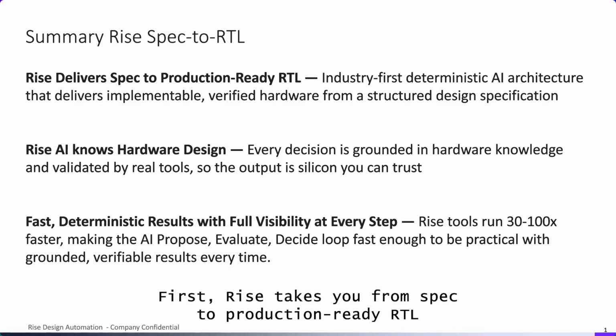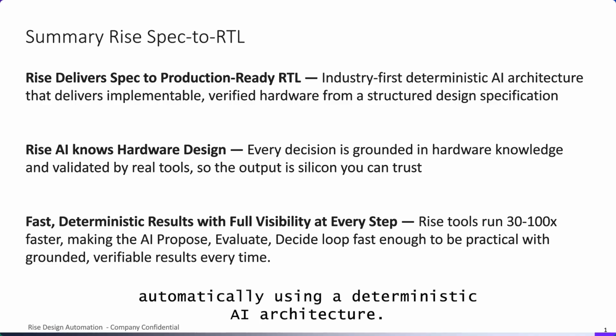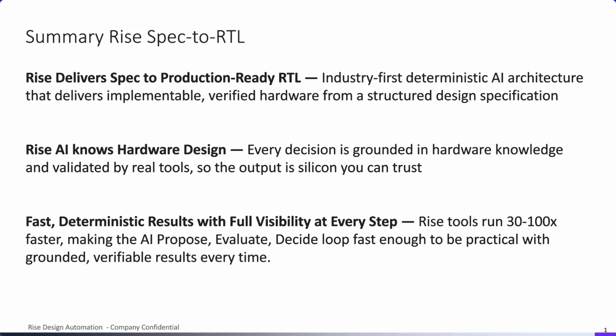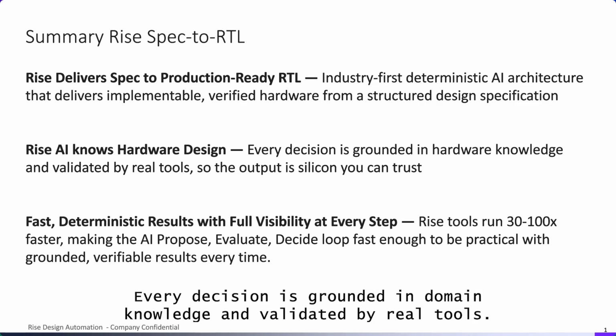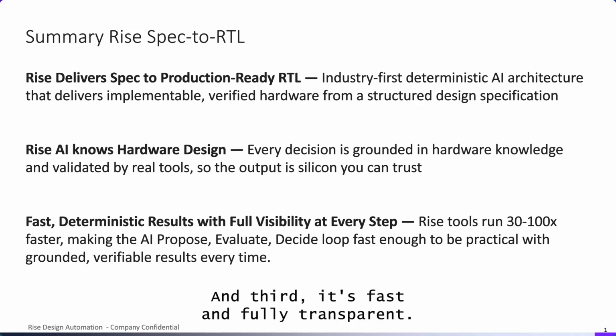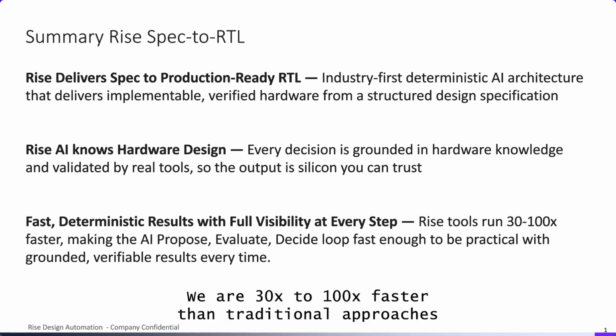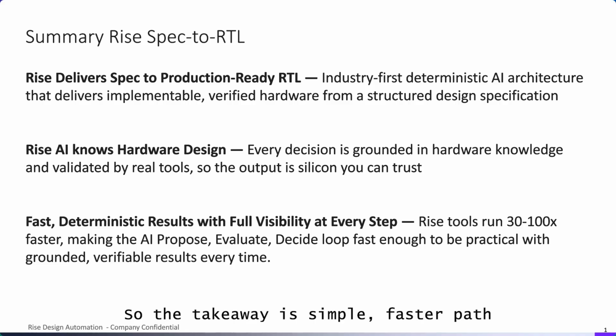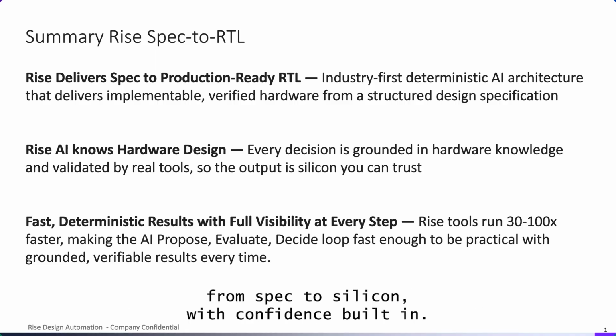First, Rise takes you from spec to production-ready RTL automatically using a deterministic AI architecture. This means real implementable hardware, not just generated code. Second, our AI is built for hardware. Every decision is grounded in domain knowledge and validated by real tools, so what you get is silicon you can trust. And third, it's fast and fully transparent. We're 30 to 100 times faster than traditional approaches with deterministic results and full visibility at every step. So the takeaway is simple: faster path from spec to silicon with confidence built in.